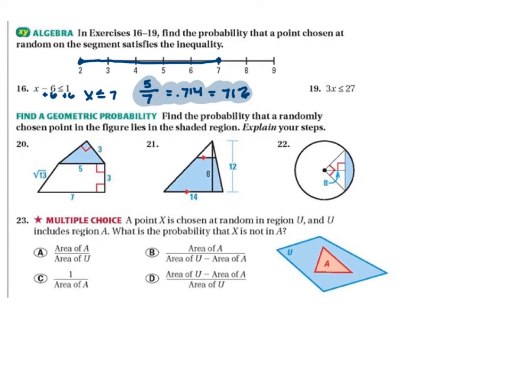Number 19, I would divide both sides by 3. And I'd get x is less than or equal to 9. Less than or equal to 9 means it's the entire segment. So this would be 1 over 1, or 100%.